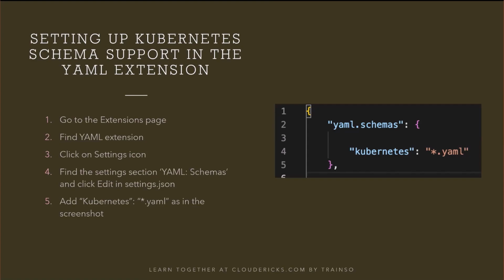You can go to the extensions page and find the YAML extension. You can click on the settings icon. Once you click on the settings icon, you can find the settings section YAML: schemas. Click on edit in settings.json, and you can add Kubernetes: star.yaml as in the screenshot.